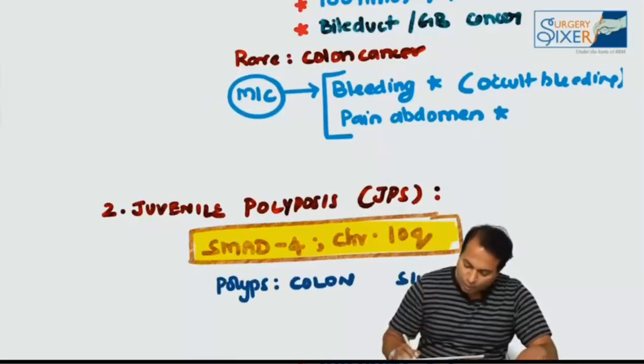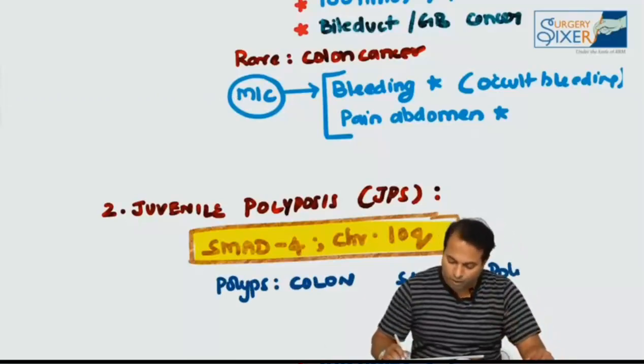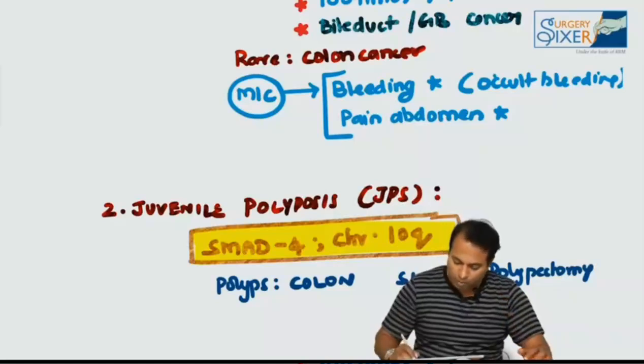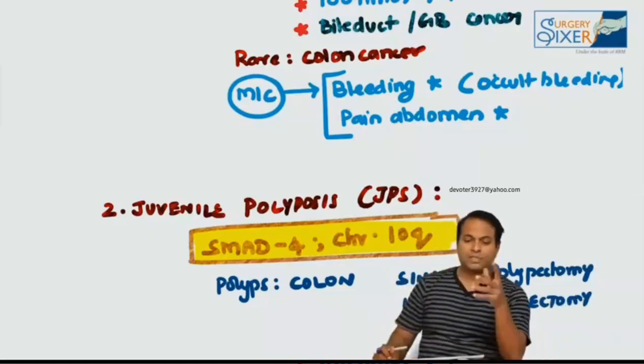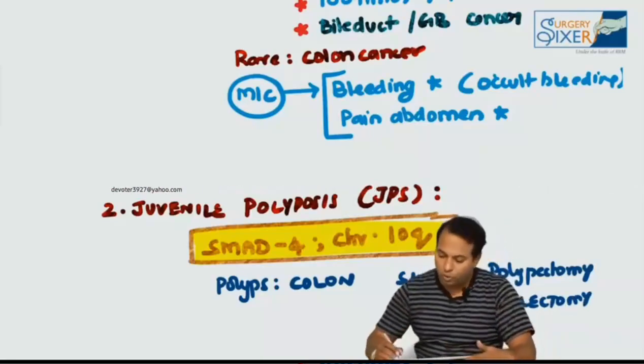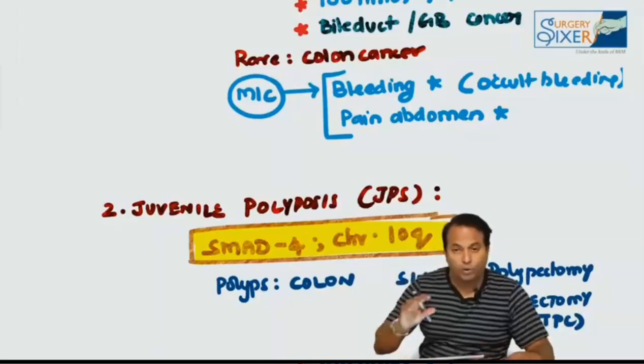If it is a single polyp, we can do polypectomy. Just remove the polyp alone. If it is multiple polyps, no other way, we have to do colectomy. Please remember this point. If it is a single polyp in JPS, just doing polypectomy will be enough. If it is multiple polyps, we have to go for total proctocolectomy type of operations. We have to remove the entire colon in these patients.